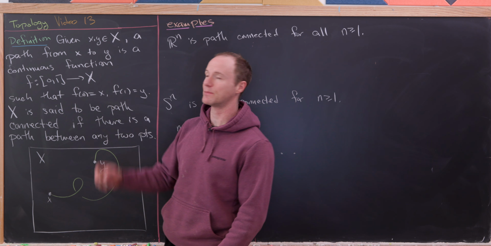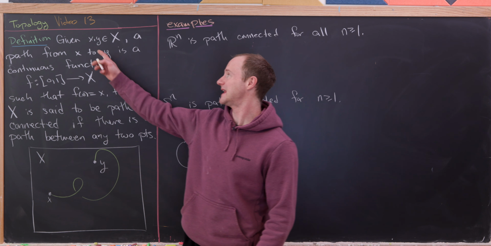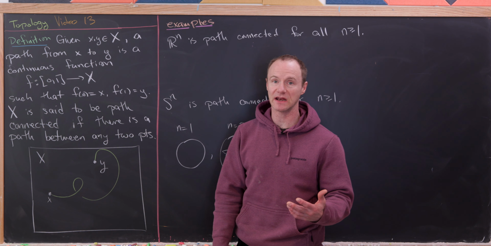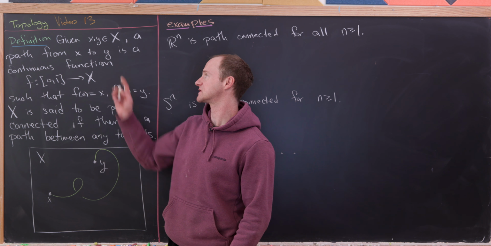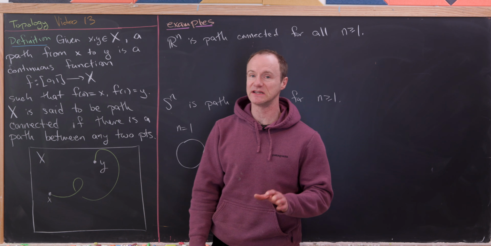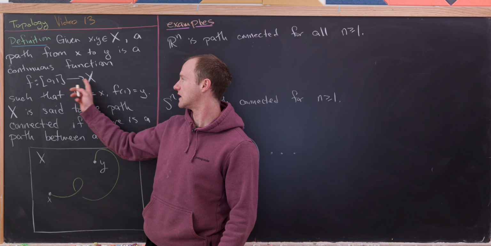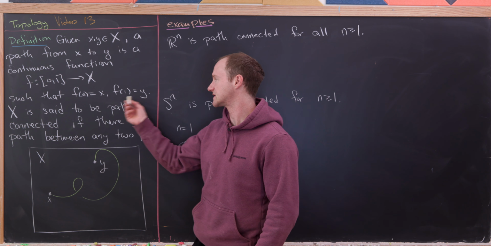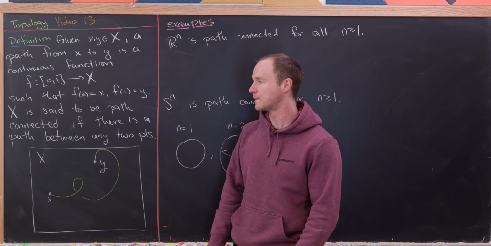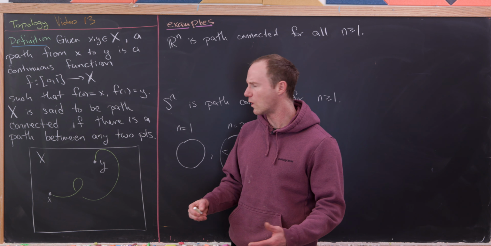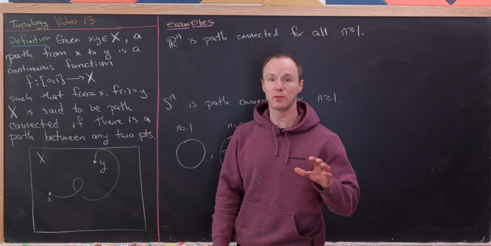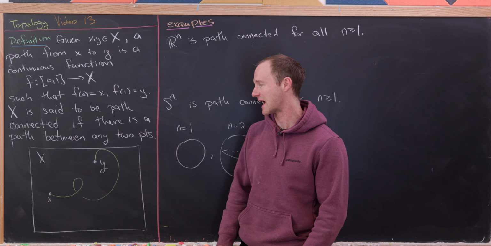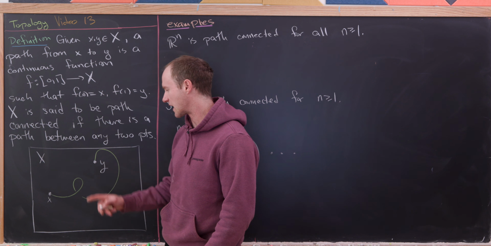So let's say we've got a topological space X, and we've got any 2 points inside of X. A path between any of these points, so between x and y in this case, is simply a continuous function from the unit interval to our topological space, so that f of 0 is x and f of 1 is y. And if we've got one of these paths between any 2 points in a topological space, we say our topological space is path connected. And here's a picture of that going on here.